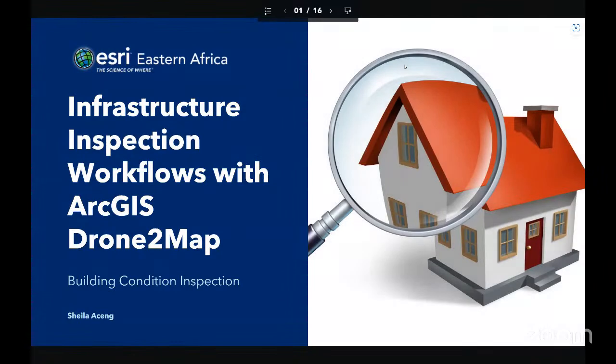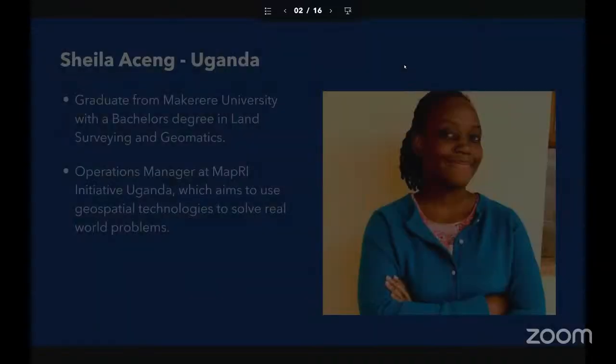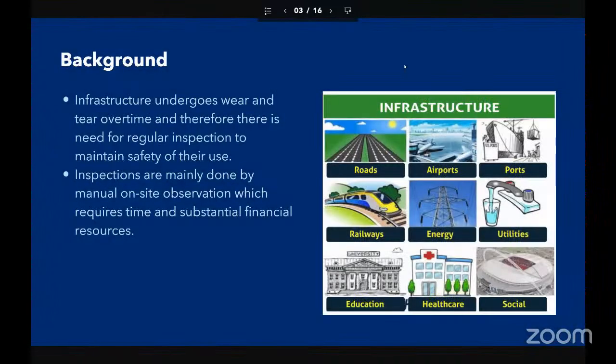The topic that I was given is infrastructure inspection workflows with ArcGIS Drone2Map. Giving a background about my project, as I think everyone is quite conversant with, infrastructure can be categorized into various sectors like buildings, roads, energy utilities, and a number of other sectors. And all these, as time goes by, experience wear and tear. Therefore, inspection is needed to ensure that these structures are working in the best condition.